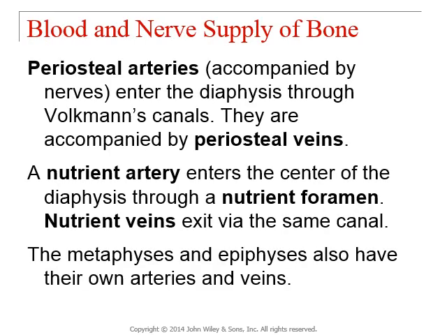Now, bone tissue in particular is fairly well vascularized. We have different types of arteries that will enter through different parts of the long bone. We have periosteal arteries, which will enter the diaphysis through the Volkmann's canals. These will supply the periosteum, the outer covering of the bone, and are accompanied by the periosteal veins. The diaphysis will have both a nutrient artery and nutrient vein. They'll enter through the nutrient foramen. The metaphyses and also the epiphyses will have their own distinct arteries and veins for that particular area.